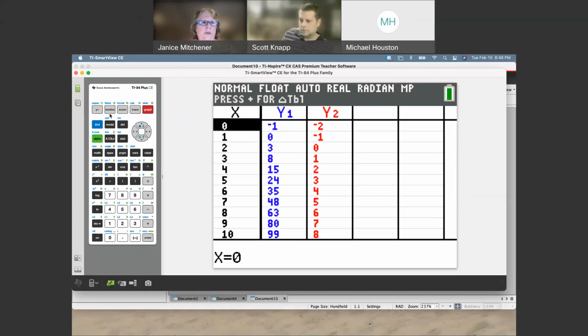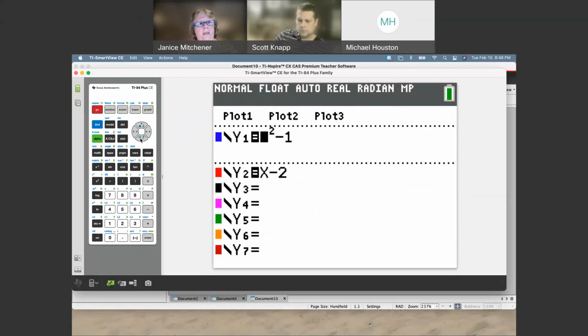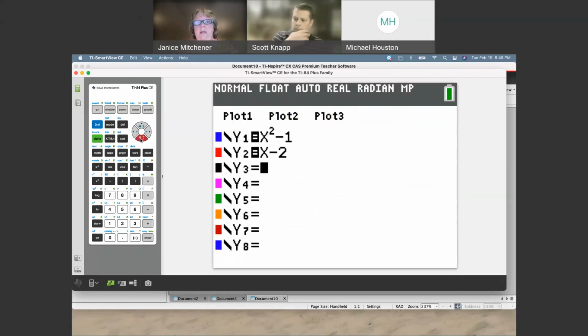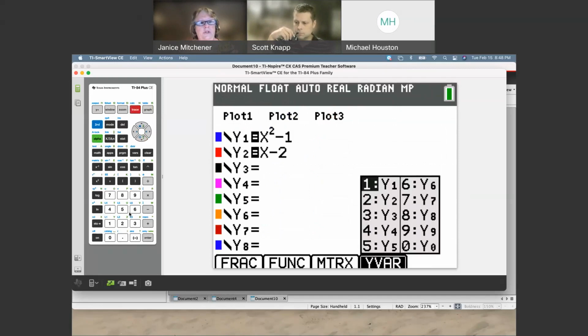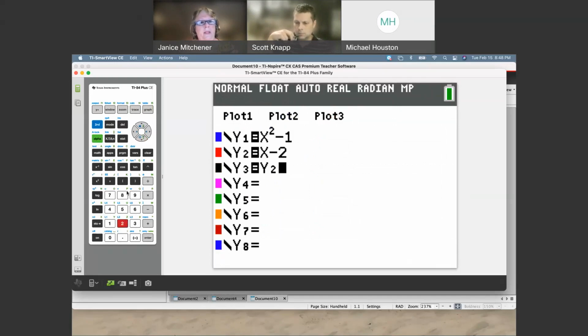So I'm going to go back to my y equals, and I'm going to do a composite function. Now remember my outer function was y2, so I'm going to hit alpha, trace, here's my y2. My inner function is my y1.